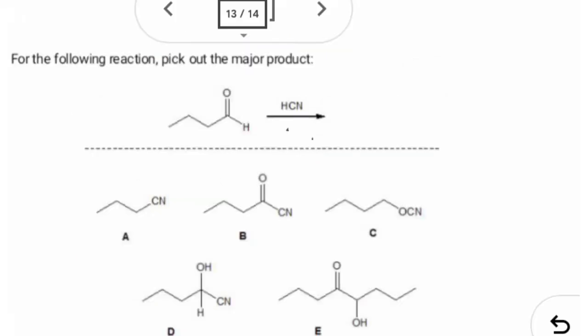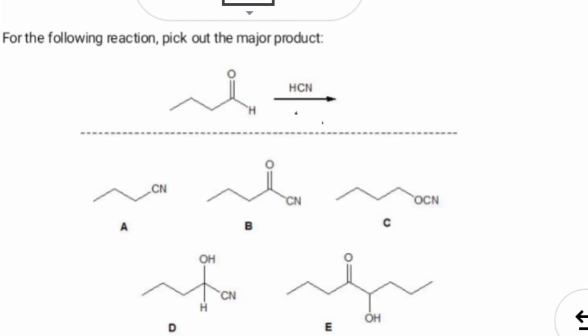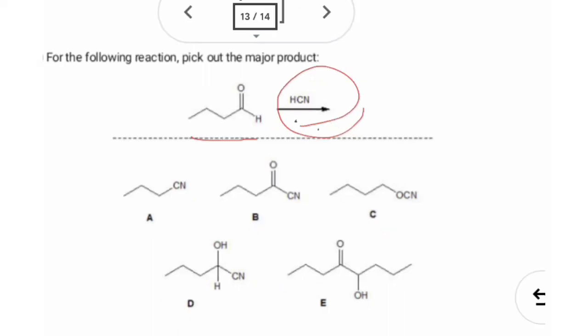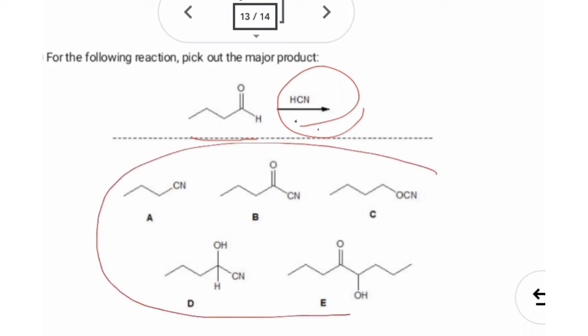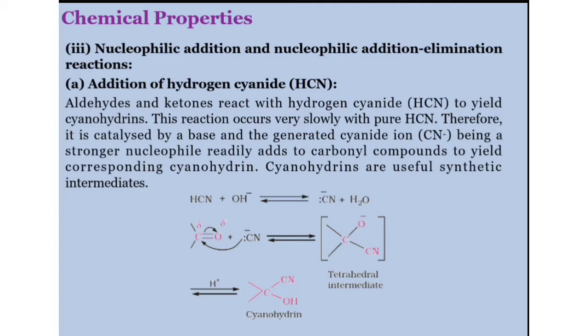This is our next question, and it reads, so we have this reactant. This reactant is nothing but an aldehyde, and it is reacting with hydrogen cyanide. So we need to pick out the major product out of all these options that have been given. For us to answer that question, we're supposed to know this information.